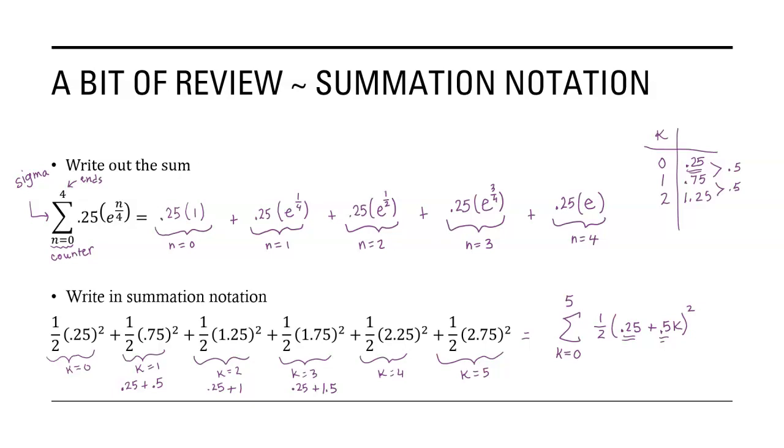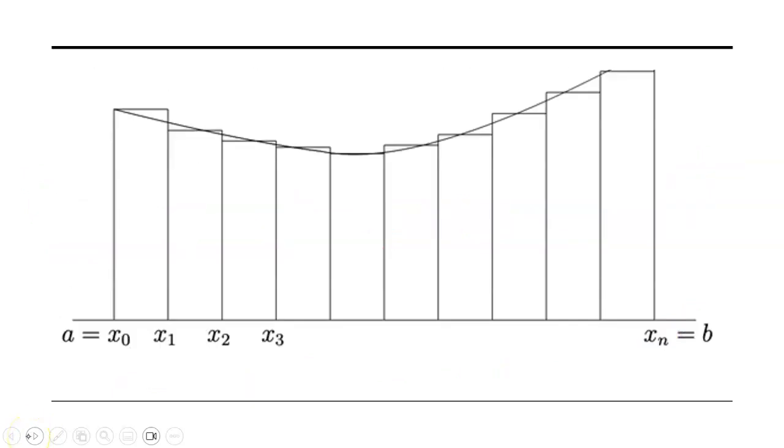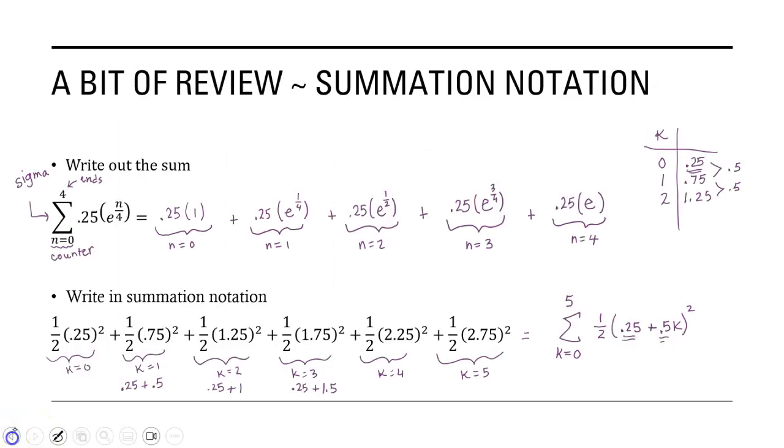But that's summation notation. That is being able to go back and forth between that big sigma and a bunch of sums. The next set of this video is going to talk about how you relate that to adding up a bunch of rectangles, and eventually how you relate that sigma notation to adding up infinitely many rectangles.